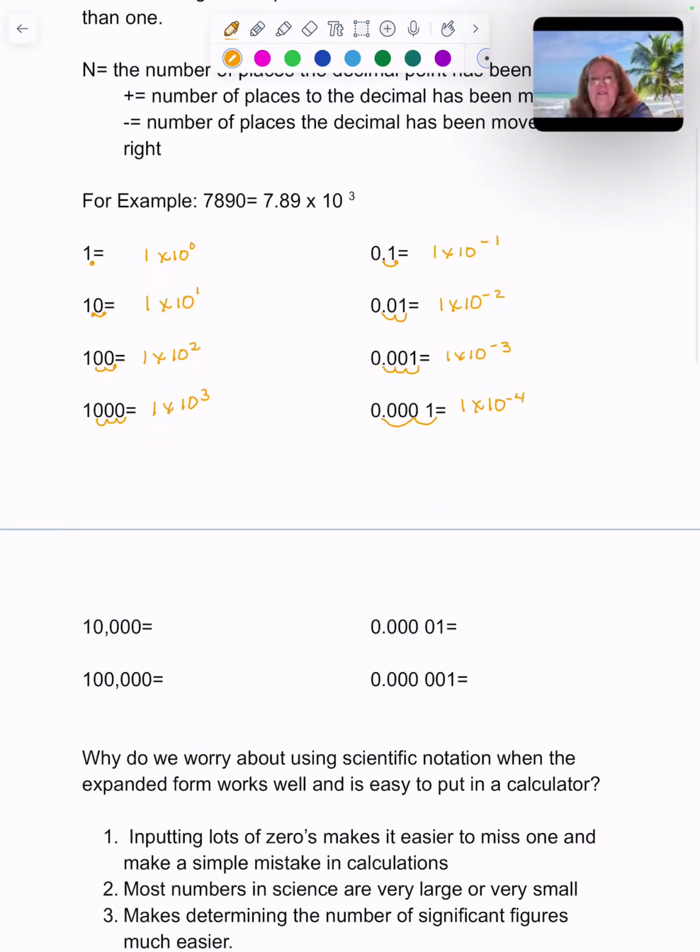Here's another set. I'd like you to try these on your own, and then we're going to check and see how you do. So we're going to give you a minute to check these numbers.